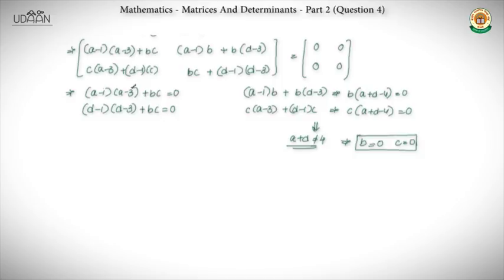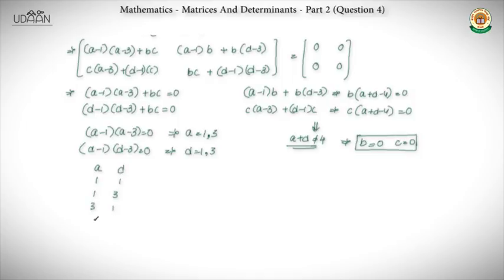Now from these two sets of equations, what do we get? A plus D is not equal to 4, and BC is anyway 0. So (A minus 1)(A minus 3) equals 0, which gives us A equals 1 or 3. Similarly, (D minus 1)(D minus 3) equals 0, which gives D equals 1 or 3. So could we have 4 possible solutions for A, D: 1 1, 1 3, 3 1, or 3 3.